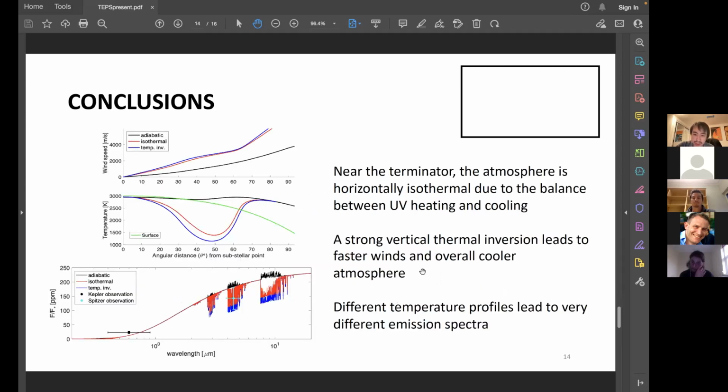But in conclusion, neat things to know about our new combined hydrodynamics and radiative transfer model is that near the terminator, so around 90 degrees, the atmosphere is horizontally isothermal, and that's due to the balance between UV heating and cooling. A strong thermal inversion leads to faster winds and an overall cooler atmosphere. And these actually translate to different emission spectra as well.